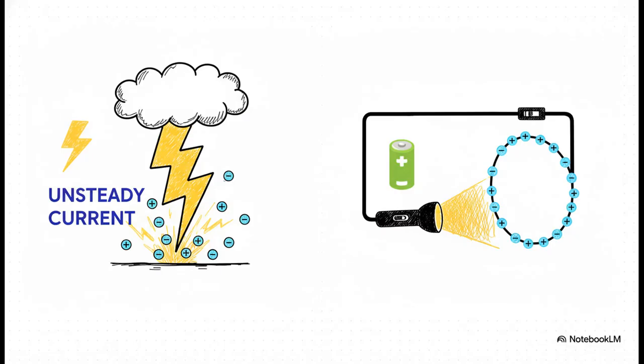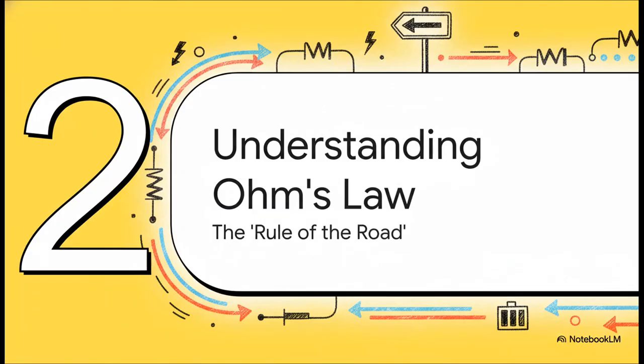But not all currents are created equal. You have these two extremes, right? On one hand, you've got something like a bolt of lightning. That's a wild, chaotic, massive burst of charge, totally unsteady. And on the other hand, you have the smooth, continuous, predictable flow we use every day, like the current coming from a battery that keeps your flashlight on. So that steady flow is the one we really care about for building things.